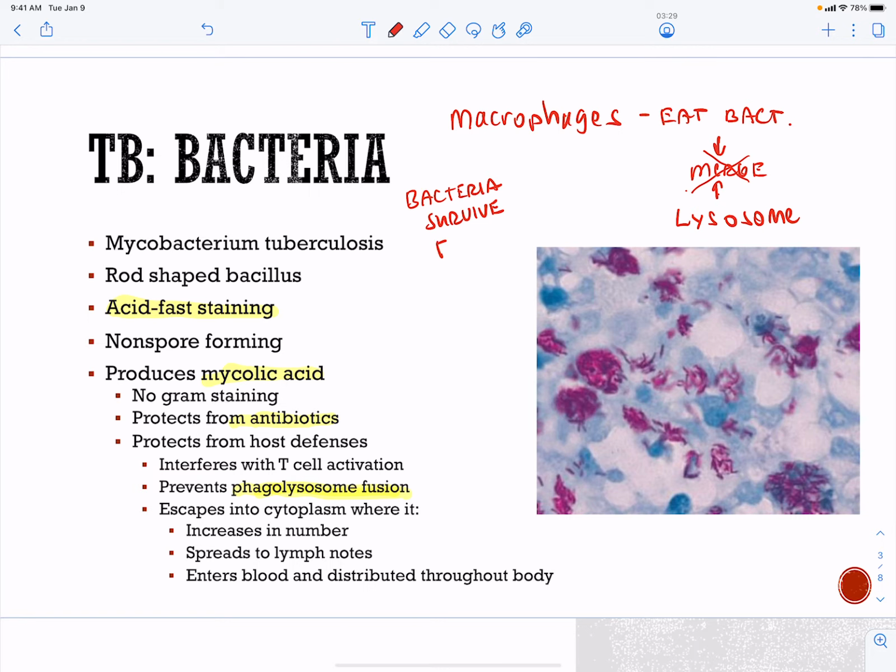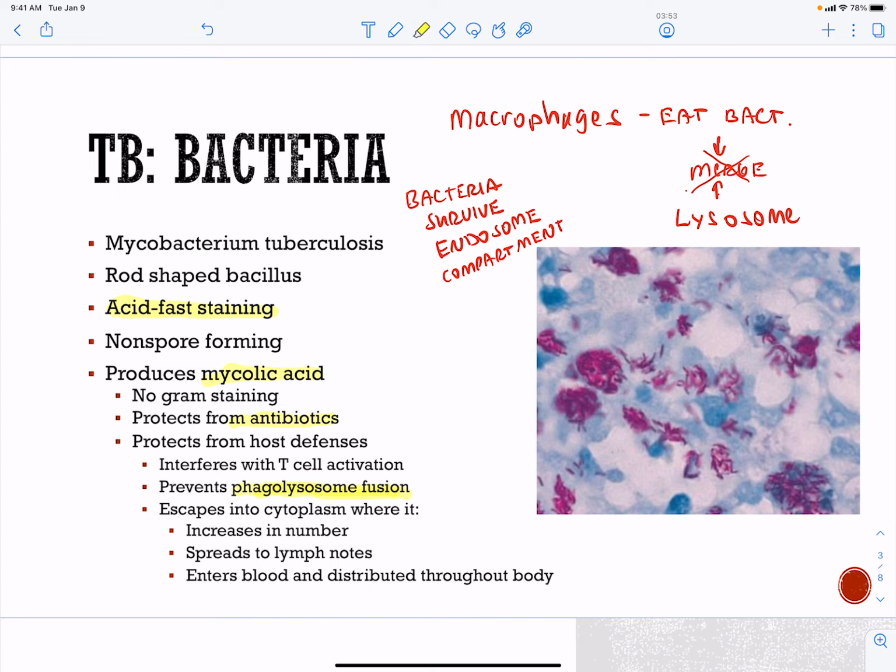And they're in the endosome compartment. And so they're inside the macrophage, but they're not inside the cytoplasm of the macrophage. They're kind of inside of their own little compartment, their own little area to replicate, and they replicate to very high numbers.